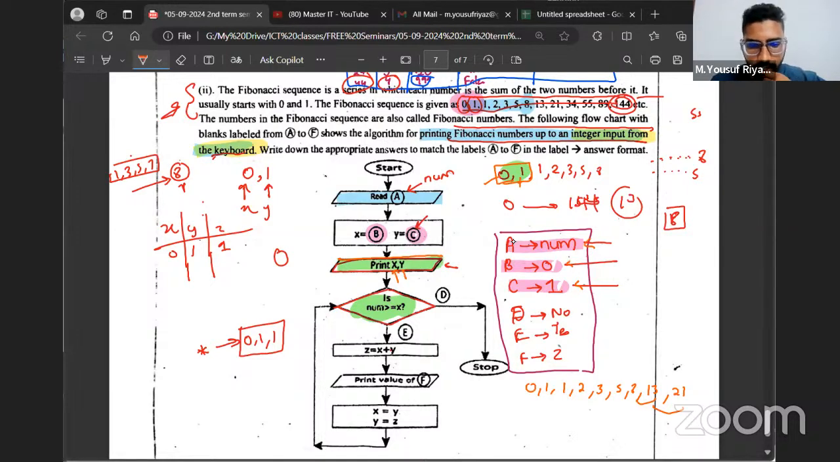And then this program has to continue until a specific situation, right? So here they have mentioned is num greater than or equal to x. As long as the number entered, let's say I entered 8, as long as 8 is greater than or equal to x, in our situation 0, it has to repeat. So it is again and again repeat.